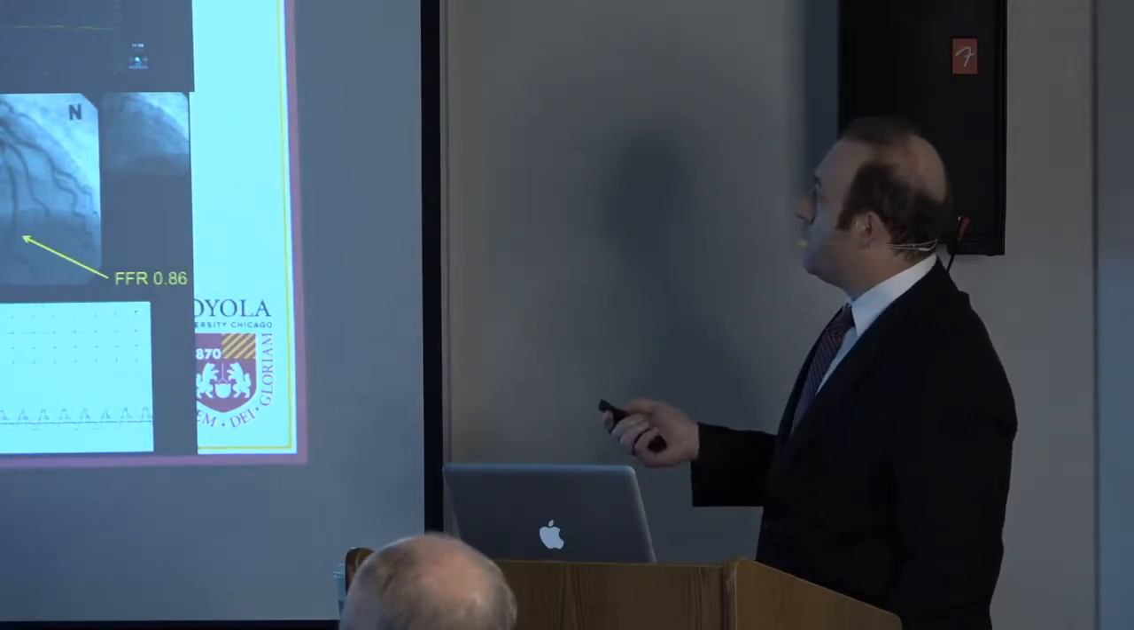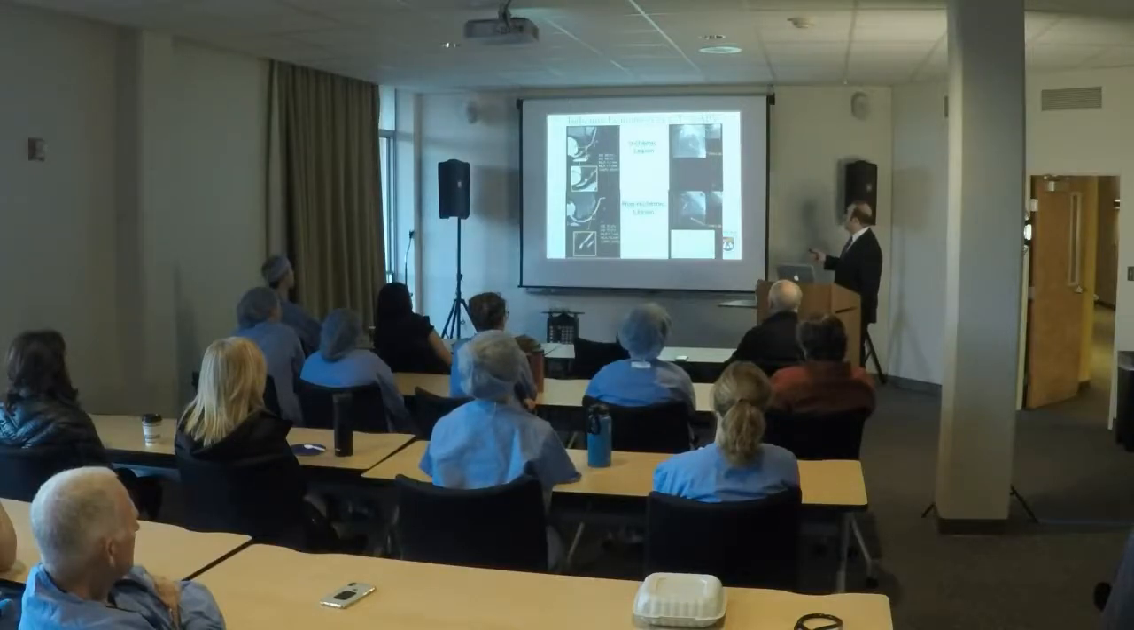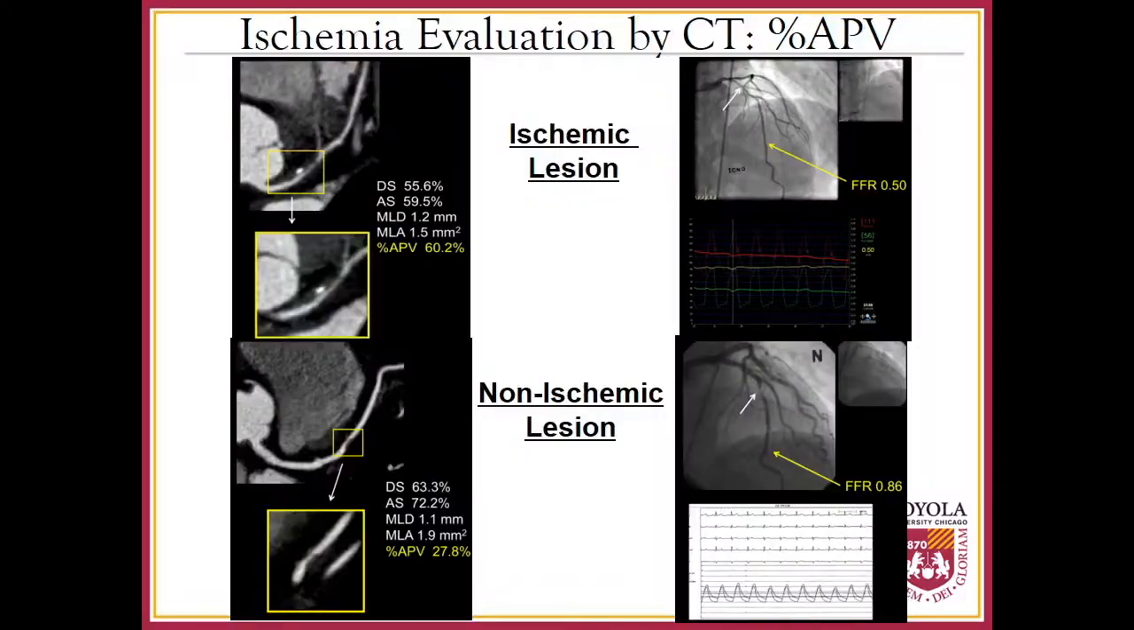Now, we can use the CT data in assessing the burden of disease. One metric we can use to quantify the burden of disease is the aggregate plaque volume, the APV. This is patient number 1 up here. This is patient number 2 down here. Patient number 1 had a diameter stenosis of 55%. Patient number 2 had a tighter lesion, 63% in stenosis severity, but the aggregate plaque volume was much lower. It was 27% compared to the ischemic lesion, which was 60%.